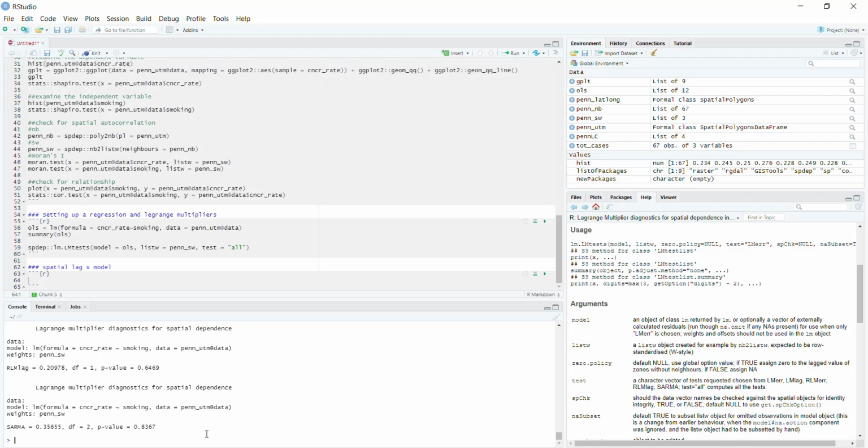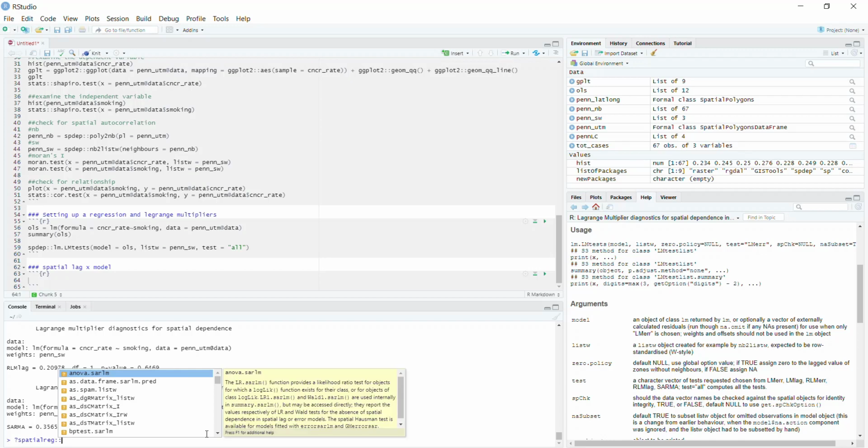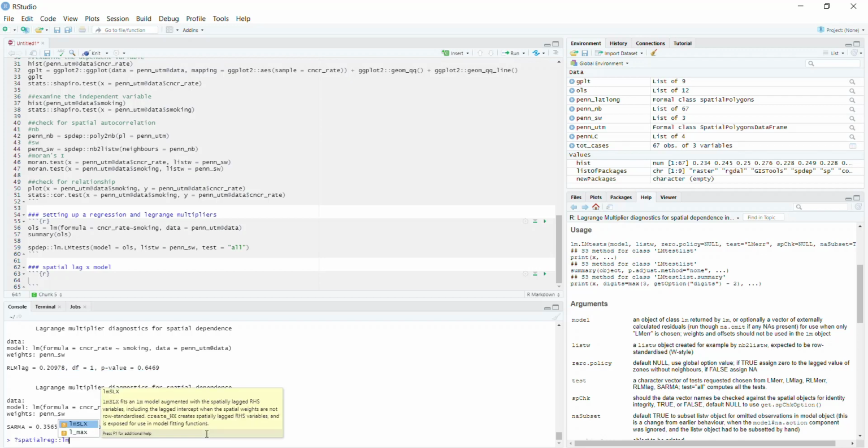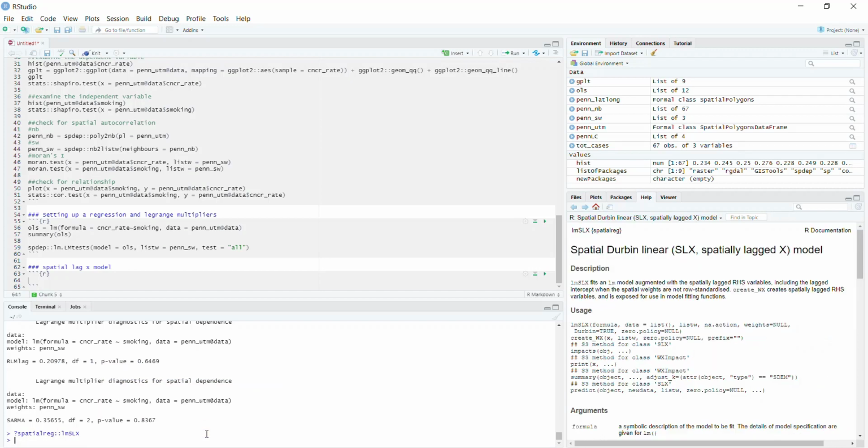LMSLX function from the spatialreg package. So let's just quickly look that up. Again, spatialreg is the name of the spatial regression package, and then we're going to be looking up something called LMSLX. So the spatial Durbin linear model, that's just another name for the spatially lagged X model. Okay.